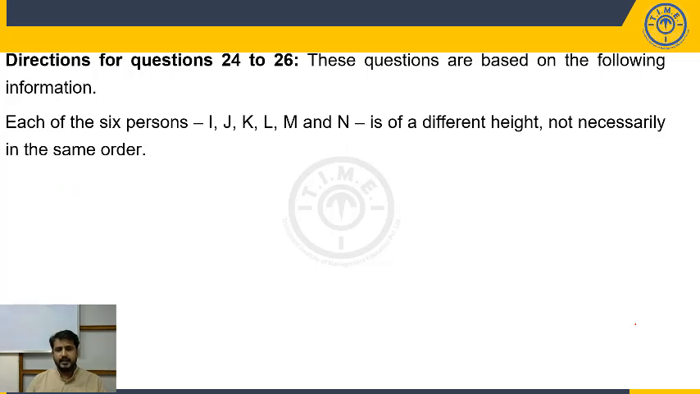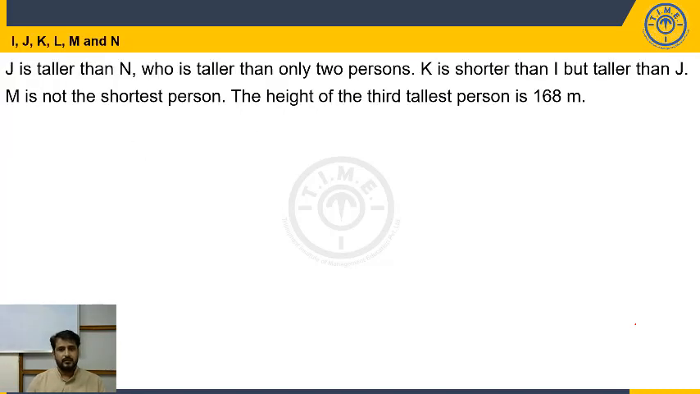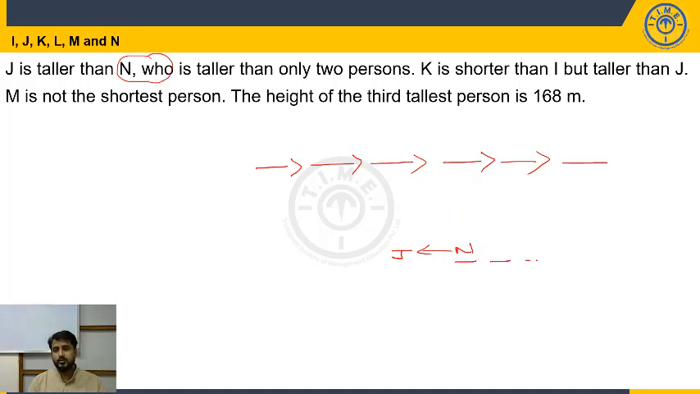Each of the 6 persons I, J, K, L, M and N is of different height, not necessarily in the same order. We have some information regarding 6 persons, and they are comparing their heights: tallest, second tallest, third tallest, fourth tallest, fifth tallest, and sixth tallest, nothing but shortest. What is given here? J is taller than N, so J should be before N in the arrangement. N is taller than only 2 persons. So N will be the third shortest. Then only it will satisfy the condition. So J can be anywhere in these 3 positions.